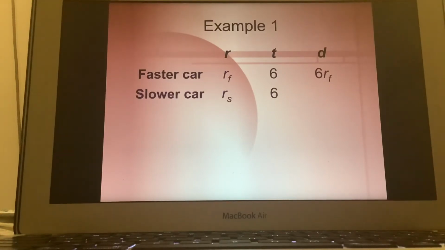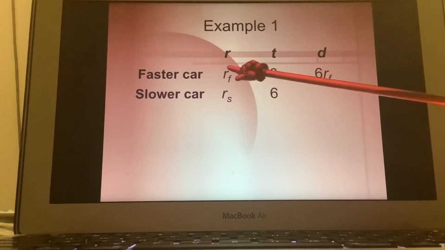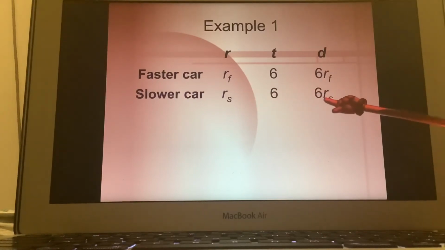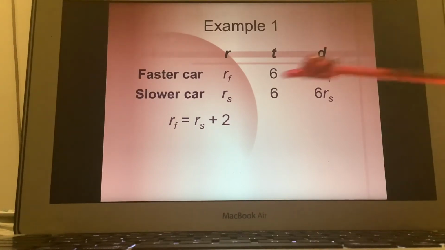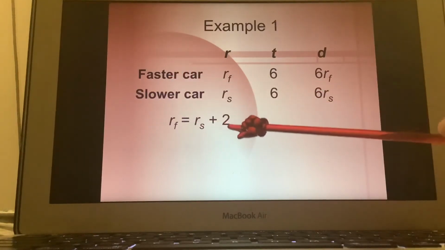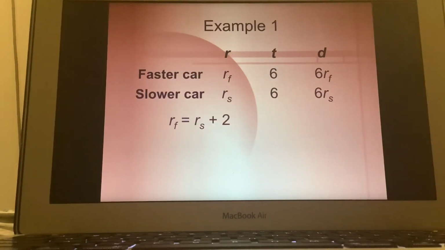where they will be. For the faster car, the distance is going to be 6, the time, times the rate of the faster car. And then for the slower car, you have 6 times the rate of the slower car. The rate of the faster car, it says one travels 2 miles per hour faster. So that's the rate of the slower car plus 2, because the rate of the faster car is 2 miles per hour faster than the slower car.